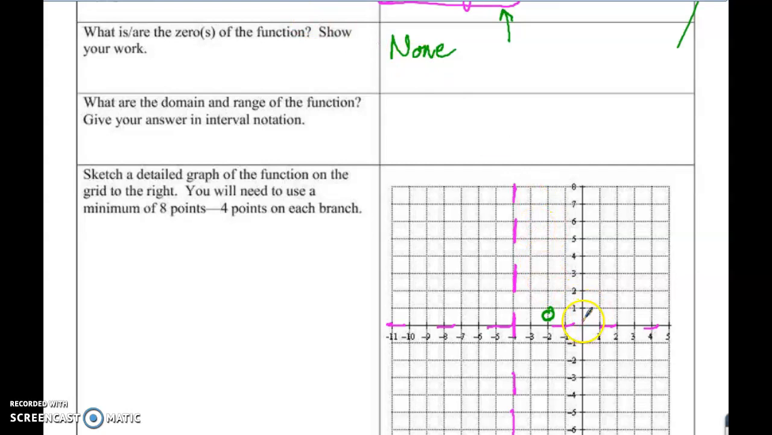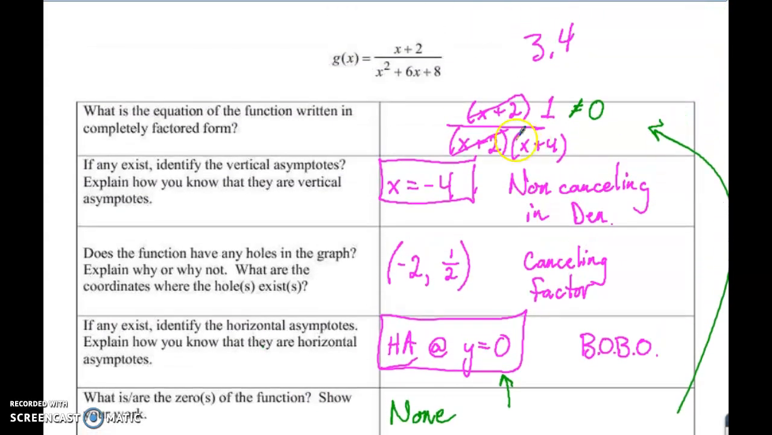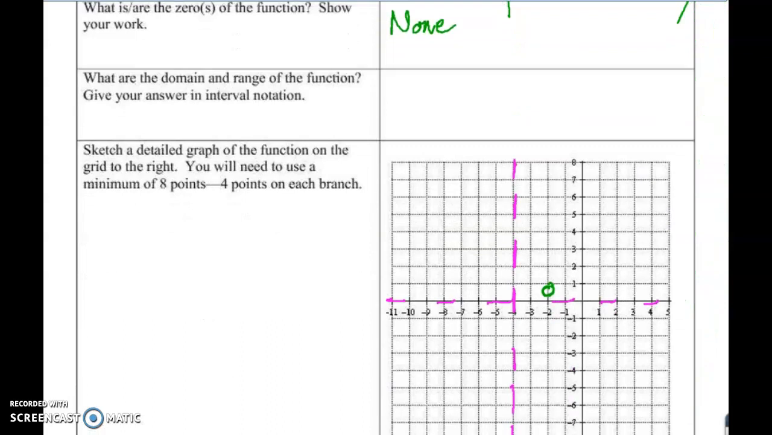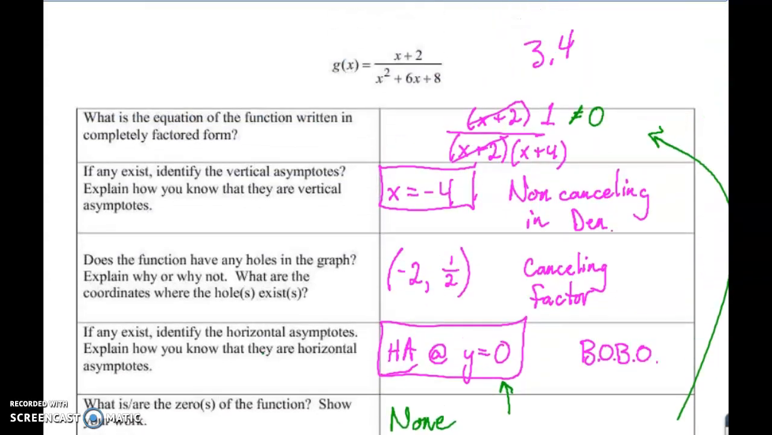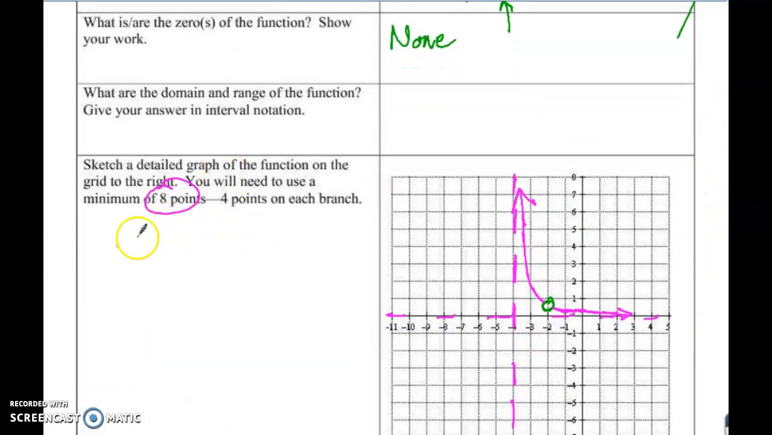Well, we can identify where it crosses the y-axis by plugging in zero for x. When you plug in zero for x, you'll get 1 divided by 4, or 1/4. So it's definitely on this side of this rational function. And again, a better teacher would ask you to do 8 points. And I forgot what they named this function. I mean, g of x.